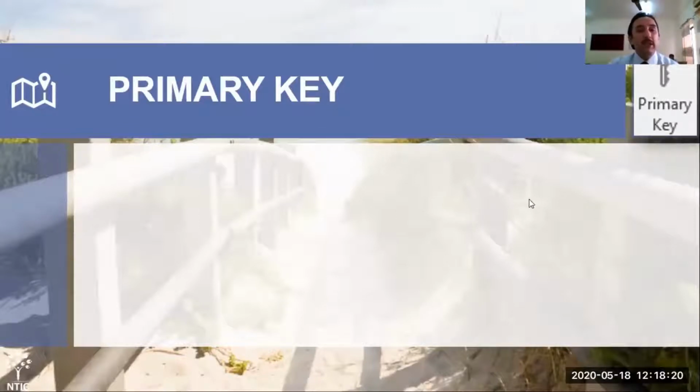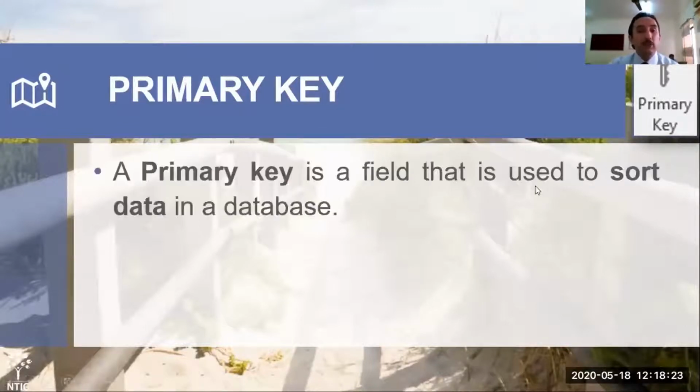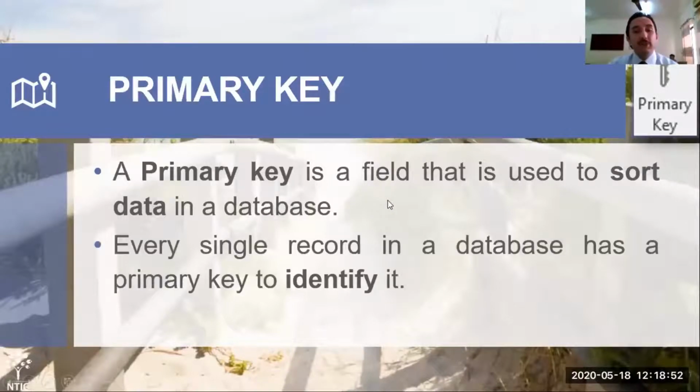And the primary key, everybody, is very important. A primary key is a field, for example the name field or the ID field, that is used to sort data. Actually, if you don't have any primary key, you can still sort in, for example, Excel or Access software, but if you have one, you can do it very easily. And every single record in a database has a primary key.